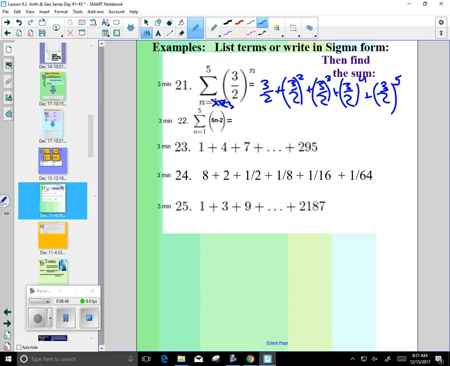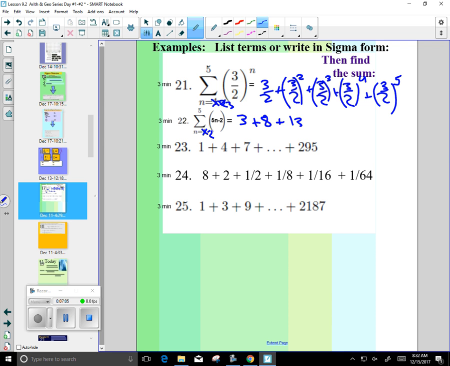Okay. Do the same thing here. Put in a 1. 5 minus 2 is going to be 3. Then you're going to put in a 2. This changes to a 2. Now it's 10 minus 2 is 8. And then you're going to have 13.